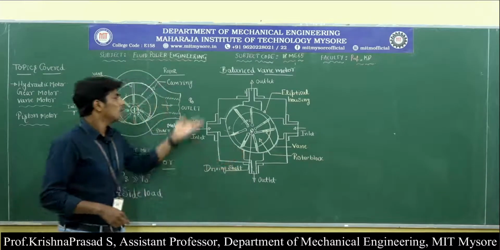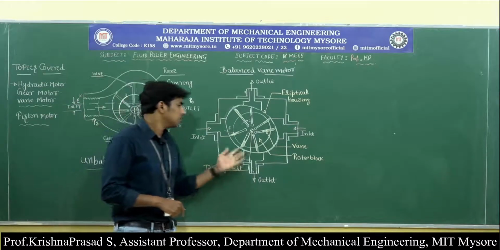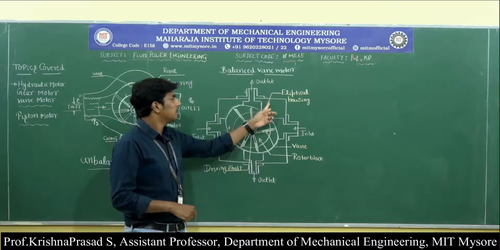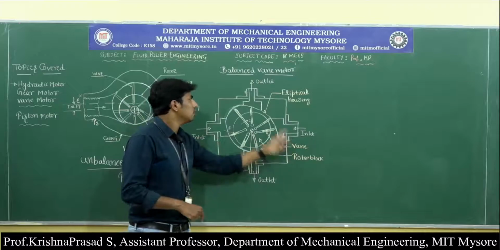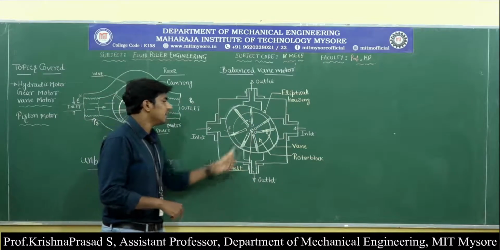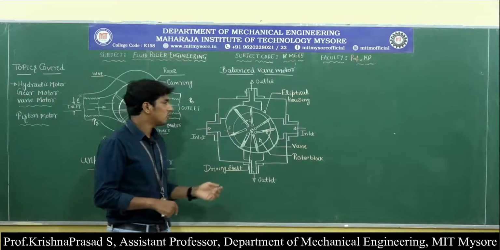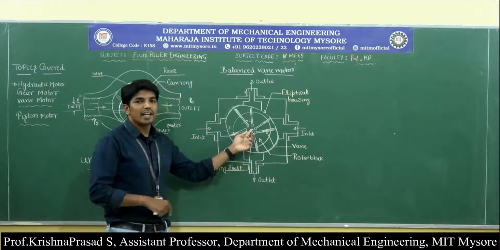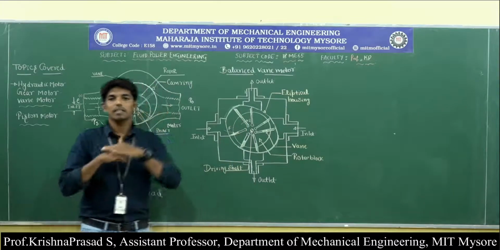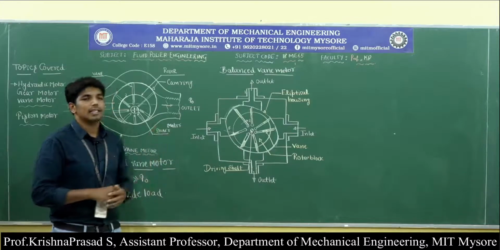Now observe the construction. The construction is very simple. It mainly consists of the rotor, radial vanes, elliptical housing, and two inlet and two outlet ports. It also contains the driving shaft. Very important: the center line of the rotor and the center line of the elliptical housing are the same. That means no eccentricity is present in the balanced vane motor.